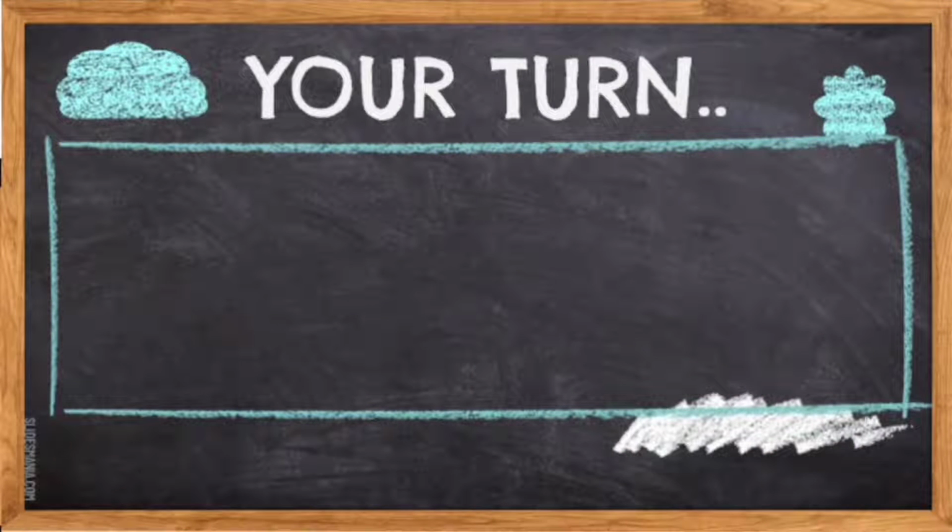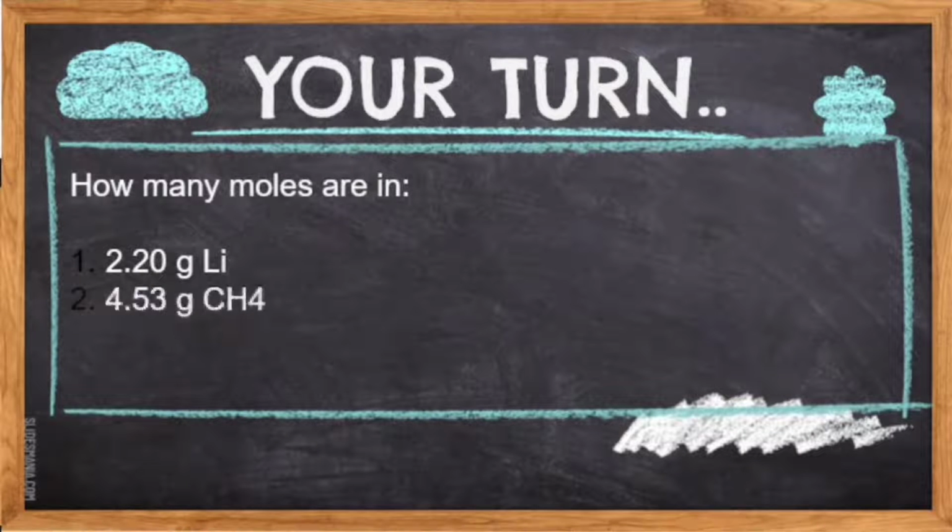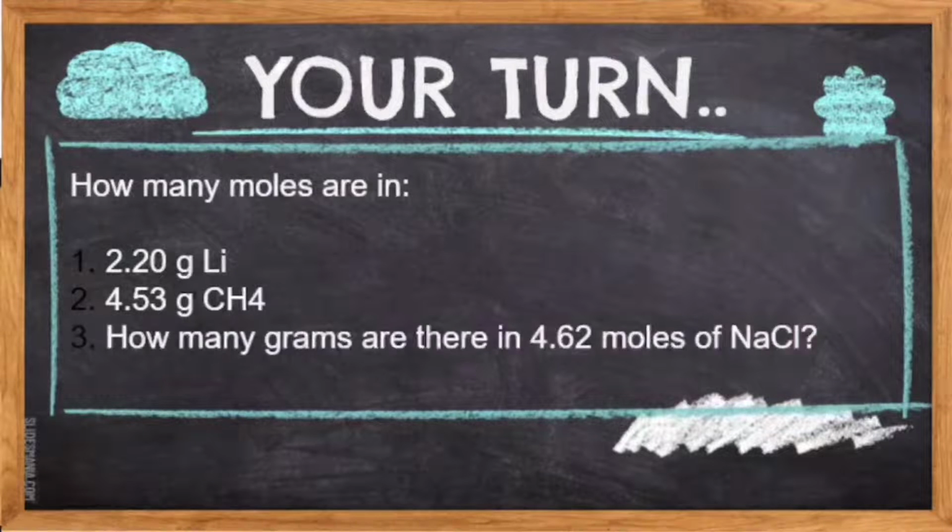Now it's your turn, learner. Try to compute the moles of 2.20 grams lithium, 4.53 grams of methane, and how many grams are there in 4.62 moles of sodium chloride.